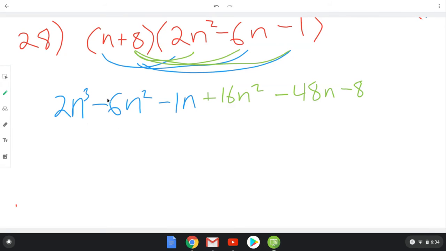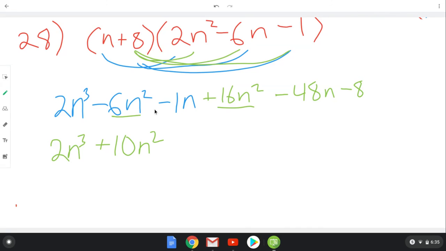So the only n cubed I have is this one, so 2n cubed is going to stay the same. And then I have 2 n squared terms. So I can combine those. So I have negative 6n squared plus 16n squared. Well, negative 6 plus 16 is positive 10. So this will be positive 10n squared.